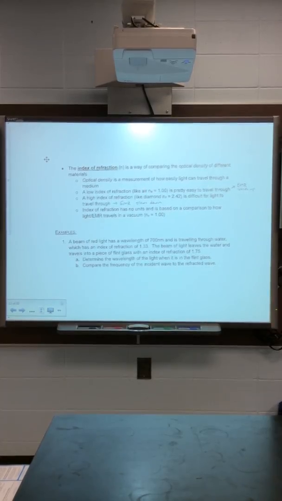Okay, so index of refraction is optical density. When you're going through something like air, where the index of refraction is 1, it's very easy for the electromagnetic radiation to travel through, so we find that it will speed up. Whereas something like a diamond, which has a high index of refraction of 2.42, it's difficult for light to travel through, and we see that the EMR slows down. Index of refraction has no unit, so that's something to remember.